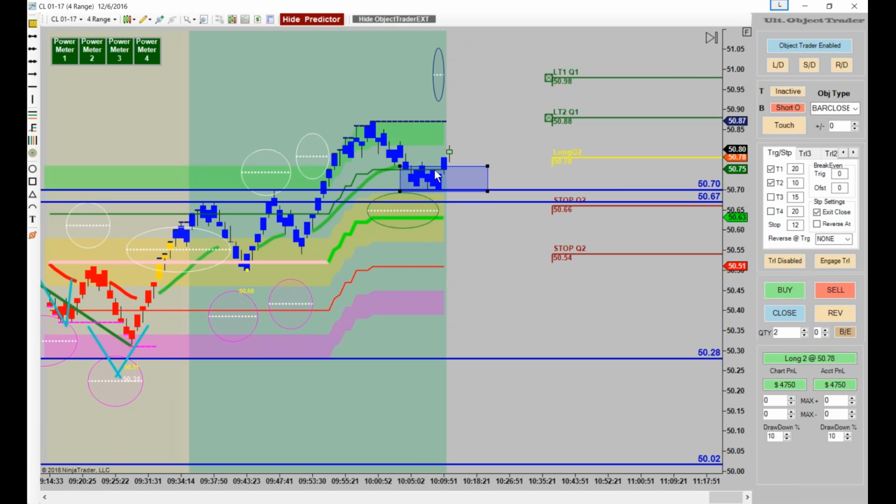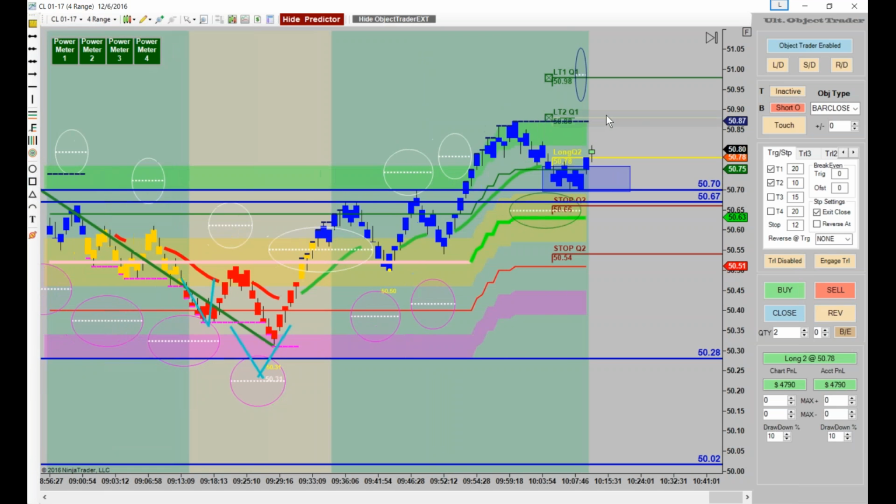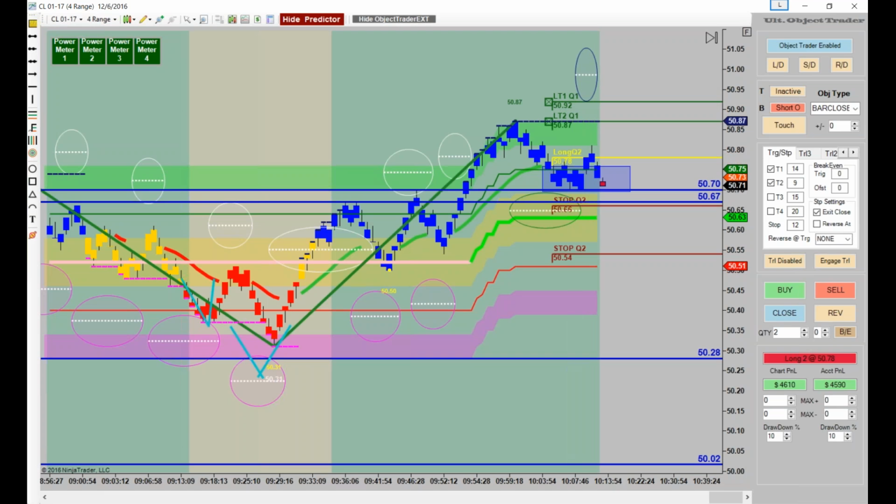Isn't actually breaking the box. I'd expect it to at least go up to here and probably predictor. Like that. And if it doesn't, then guess what? It will stop you out. Let's see if we can get those.